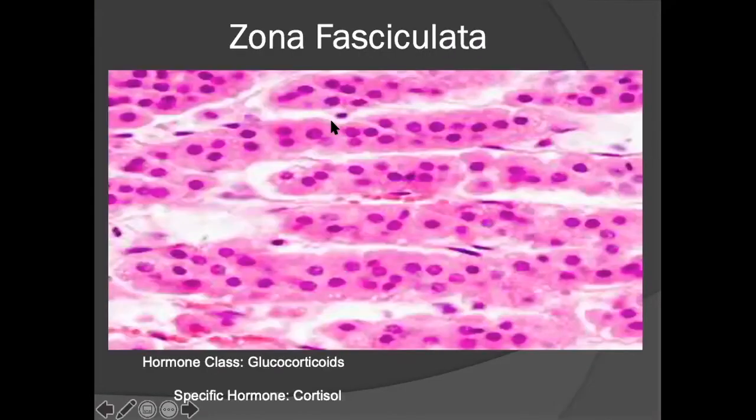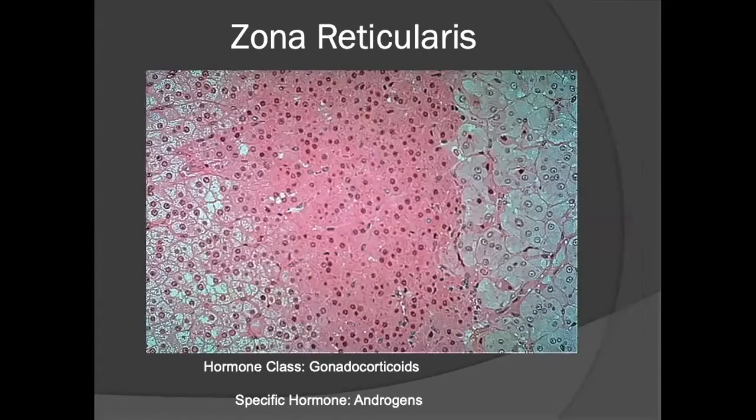All right, the next section, the last section of the cortex, the zona reticularis. Now, a very small section just inside here. This is the adrenal medulla, and this is the end of the zona fasciculata. So the reticularis is the sex section.